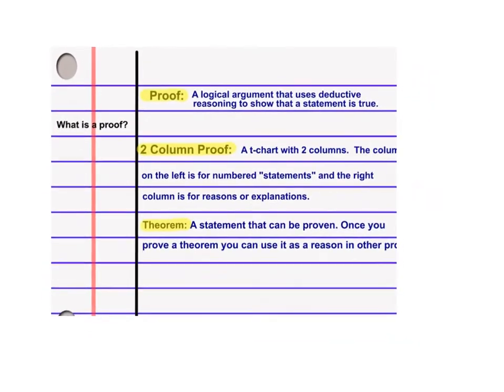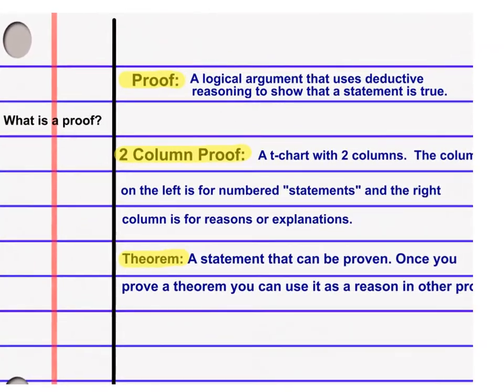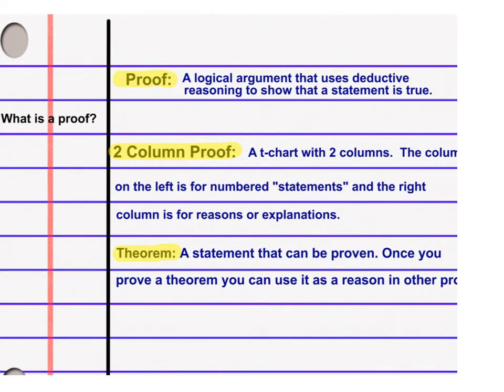All right, so what is a proof? A proof is a logical argument that uses deductive reasoning. So you're using known facts and postulates and theorems to prove that a statement is true. A two-column proof is a specific type of proof. It's a T-chart with two columns. The column on the left is called statements, and the column on the right is called reasons or explanations. And we will be writing several two-column proofs, so you will see what a two-column proof looks like.